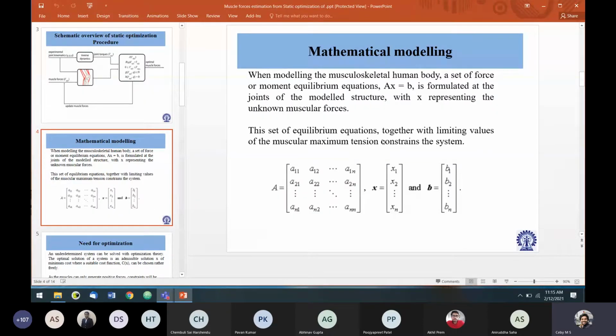Here you can see, any equilibrium equation, whether it be force or moment, as a set, we can write in the form of Ax equal to B. Is it clear?